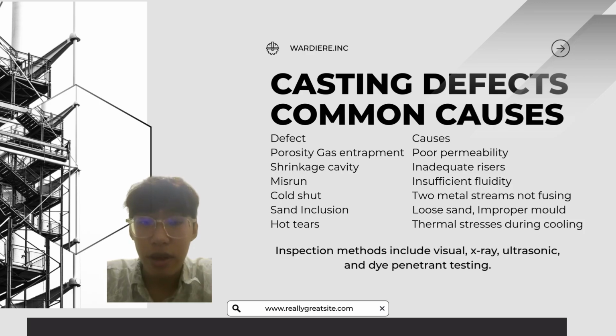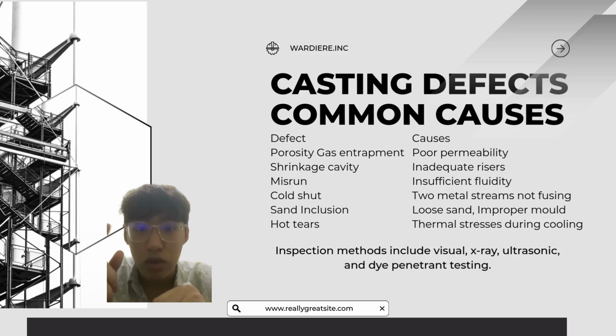Okay, so for casting defects, the common defects and causes: first is porosity, gas entrapment, and the cause is poor permeability. Second is shrinkage cavity, and the cause is inadequate risers. Third is misrun, the cause is insufficient fluidity. Then cold shut, two metal streams not fusing together; sand inclusion, loose sand, improper mold; and lastly hot tears, thermal stresses during cooling. Inspection methods also include visual, X-ray, ultrasonic, and dye penetrant testing.